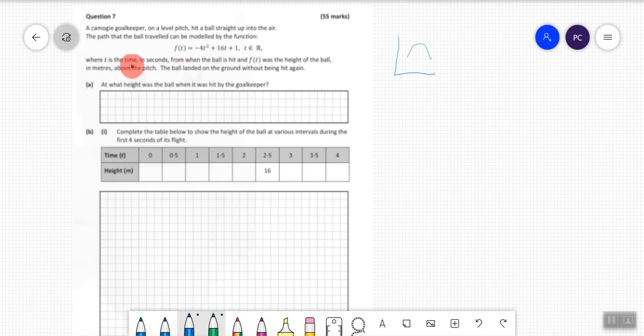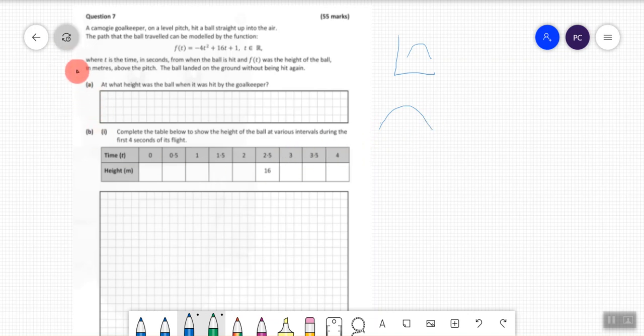Where t is the time in seconds from when the ball is hit, and f(t) is the height the ball travels in meters above the pitch. The ball landed on the ground without being hit again. So at t equals 0 it's going to go like this. It's going to take this kind of an arc.